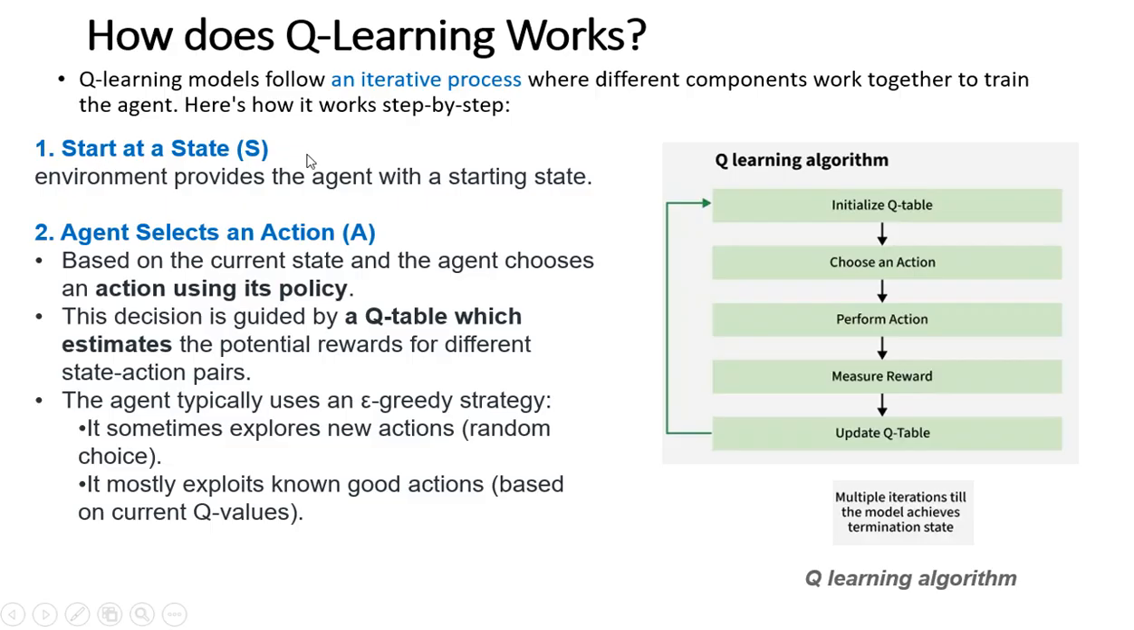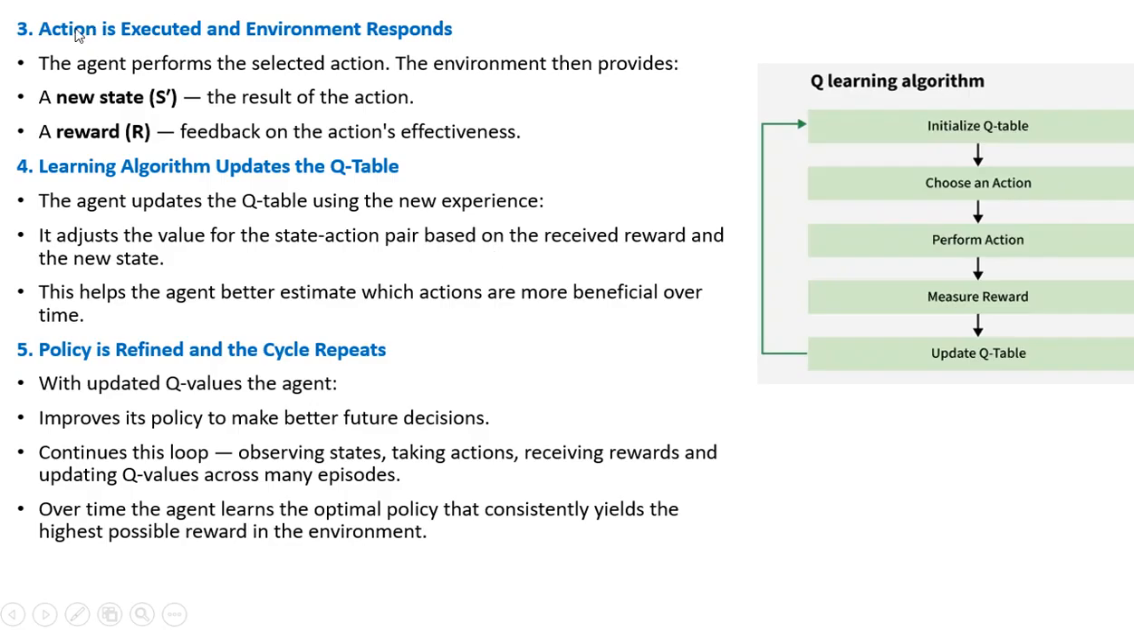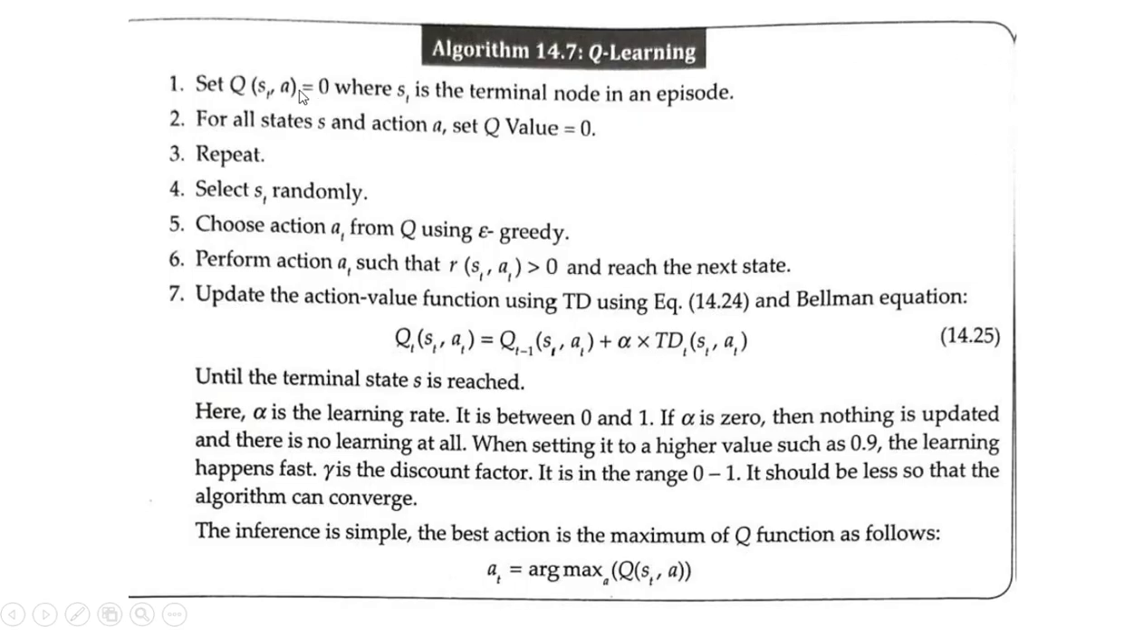First, you define a state S. The second is the agent selects an action. The third is the action is executed and the environment responds. Then the algorithm updates the Q table and then the policy is refined. So this is the algorithm.